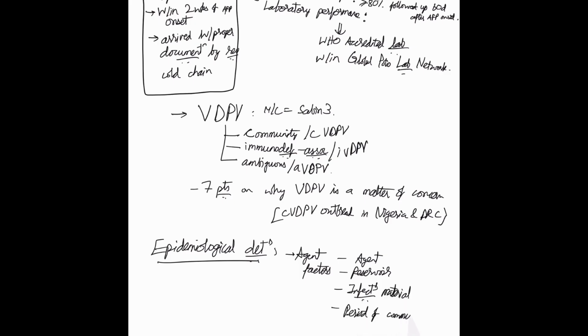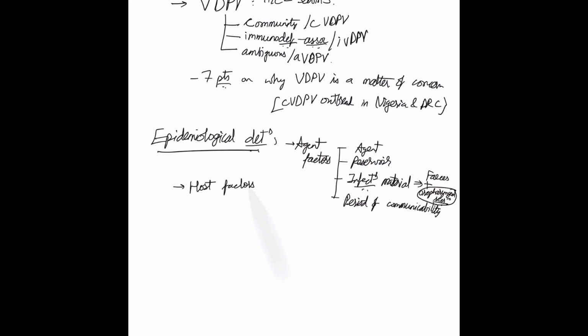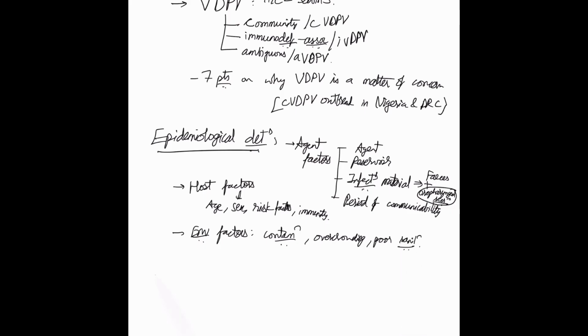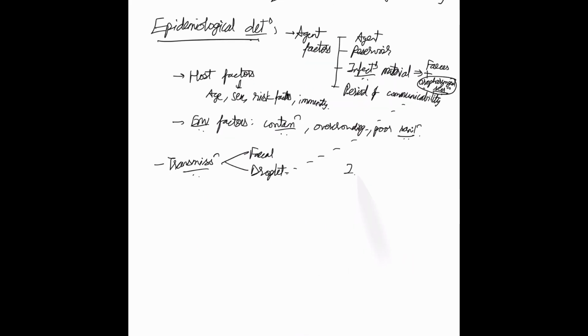We come to the epidemiological determinants of polio, which are the agent factors: agent, reservoir, infectious material, which can be feces or oropharyngeal secretions, and the period of communicability. Host factors, you have age, sex, risk factors, and immunity. Then we have environmental factors, which are contamination, overcrowding, and poor sanitation. Transmission can be by fecal or droplet transmission. And then the incubation period is 7 to 14 days.